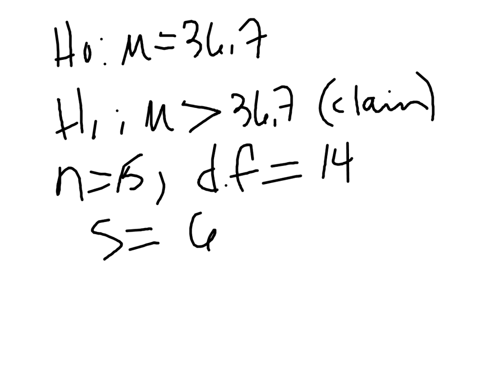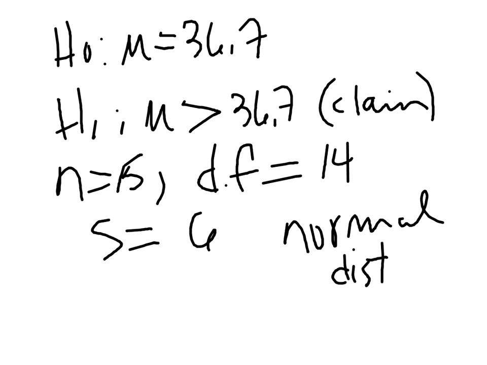Anyway, the last piece of information we need, of course, is that we've got a small sample size, but they've told us that it's normally distributed, which means that we can use our sample standard deviation for our t-test. So this is what we would end up with. Oh, I forgot to write down the sample mean, 40.6.